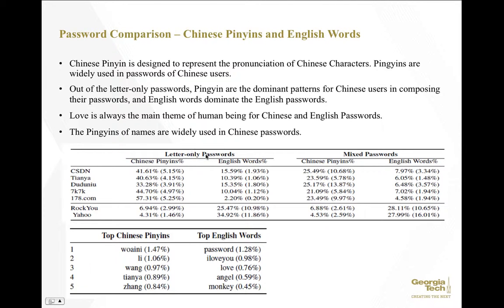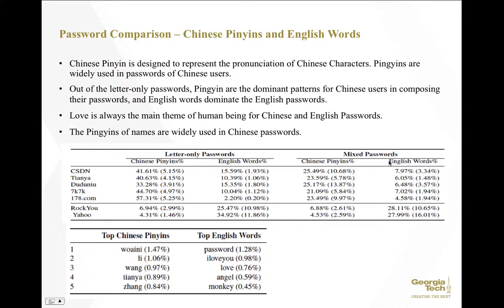If you check the letter-only passwords, for Chinese websites, passwords around 40%, 50% are Chinese pinyin, and only 15% are English words. On the other hand, for the English passwords, only 4 or 6% are Chinese pinyin and around 30% are English words. So for Rockyou and Yahoo, they also have some small portion of pinyin in their passwords, which highly suggests these users are also from China.